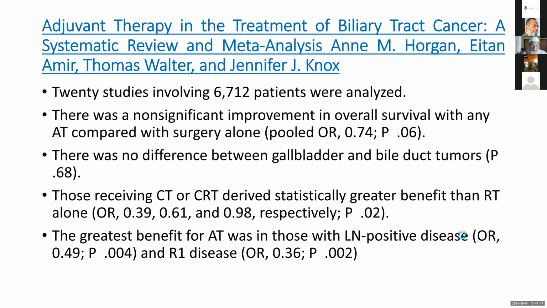adjuvant treatment. Patients receiving chemotherapy or chemoradiotherapy had statistically greater benefit than with RT alone. And the greater benefit from adjuvant treatment was seen in those who were lymph node positive or R1 disease.